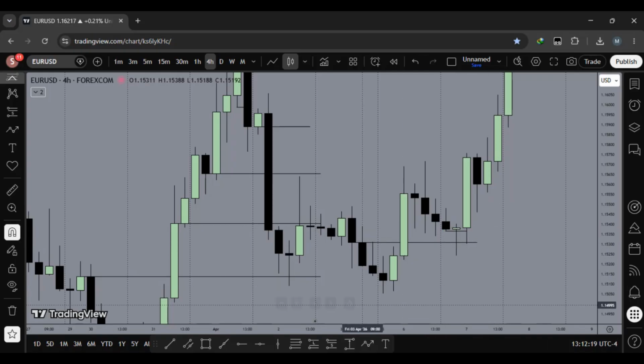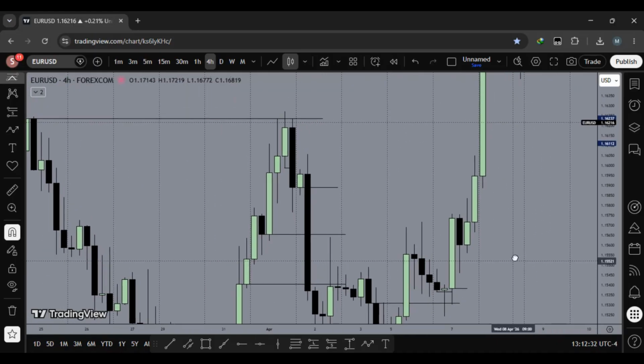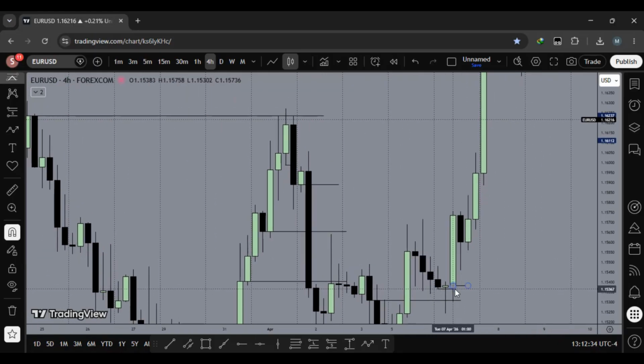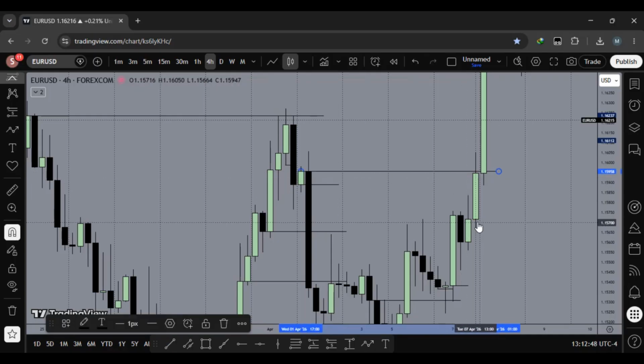Your entry is here. You go to the 5 minutes and look for a change in state. Go through the first example and see how I entered. You look for change in state of delivery from there. And then you target the next resistance or support on H4, but your entry will be on 5 minutes. Look at it. Neat.